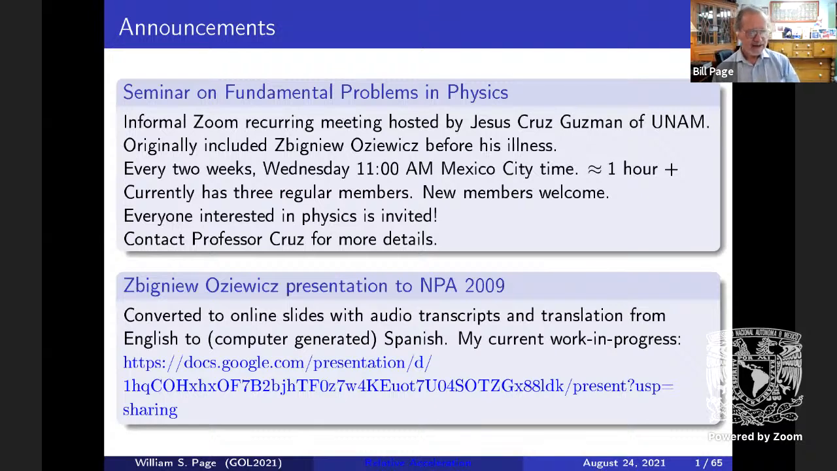So I did check with Jesus in advance that it was okay for me to give this a little bit of an invitation, and I don't expect that there'll be a lot of people, at least I hope not, in some ways, because a small group by Zoom is actually somewhat more convenient. But by all means, anyone interested in discussing physics, especially physics of the type that Zbigniew is well known for, being controversial or foundational, mathematical, it would be very interesting to hear from you on this sort of ongoing seminar.